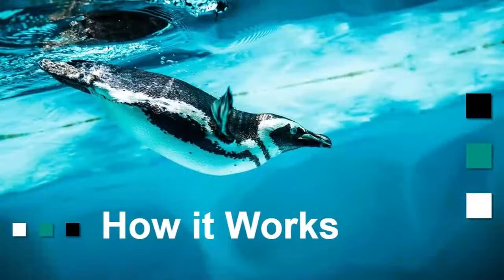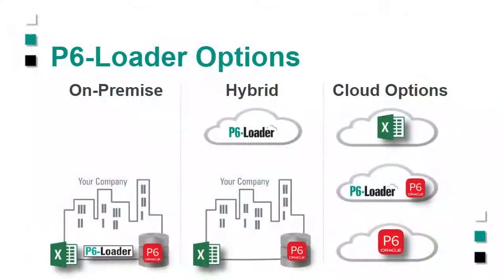So how does it work? Well, first of all, there's a bunch of options as to how P6-Loader can be implemented. It can be on-premise, so if you've got your P6 in a company data center, P6-Loader can be there as well. It can be in the cloud, in which case P6 is in the cloud, maybe Excel's in the cloud, P6-Loader's in the cloud, and all those clouds are just talking to each other. Or it can be something in between, where some of it is on-prem and some of it's in the cloud. So you have all of these different options.